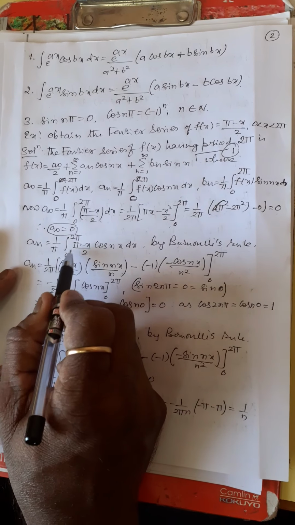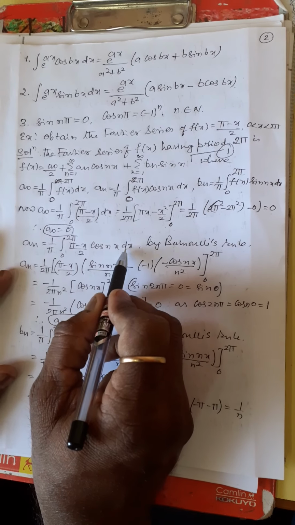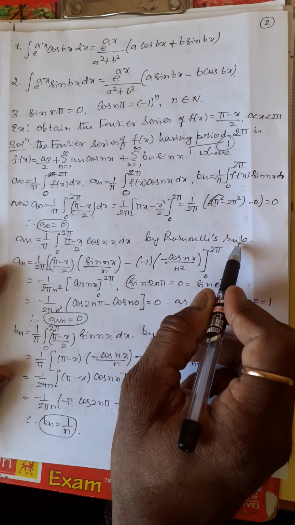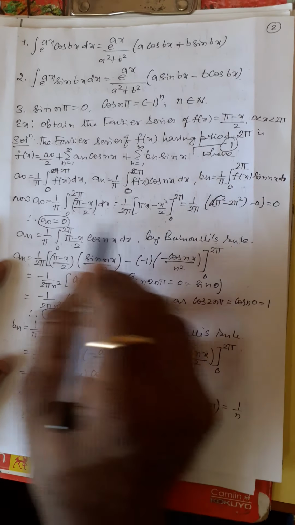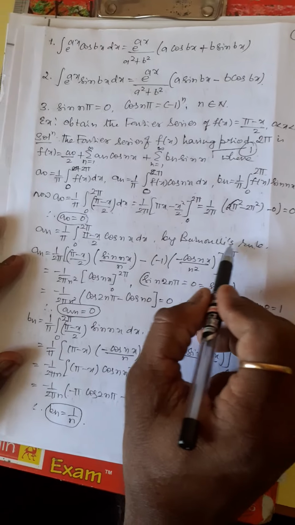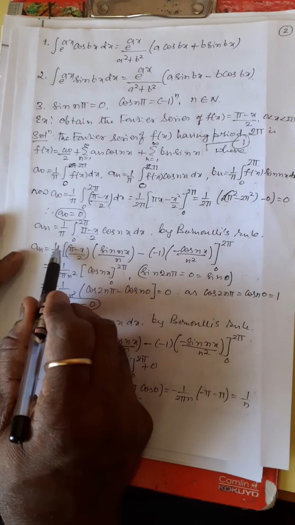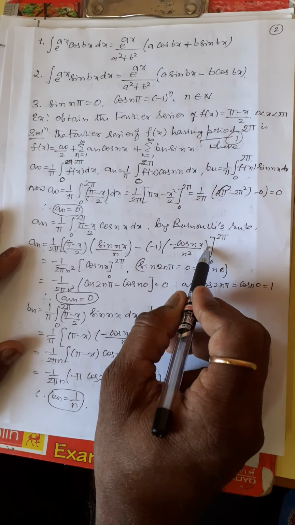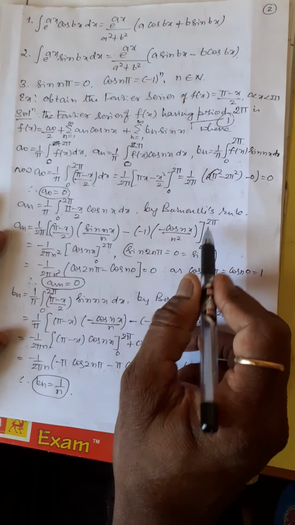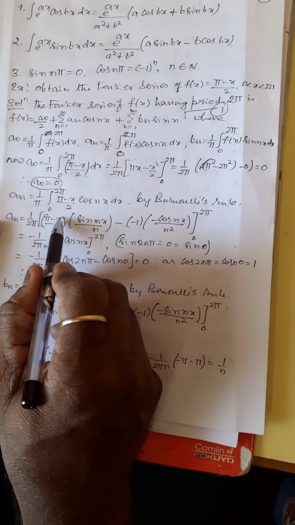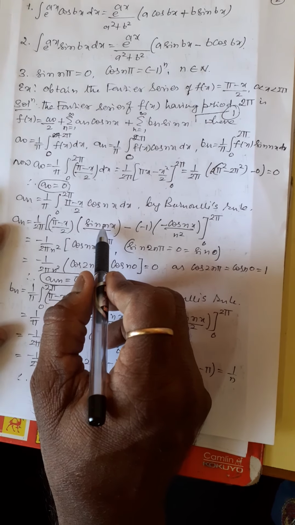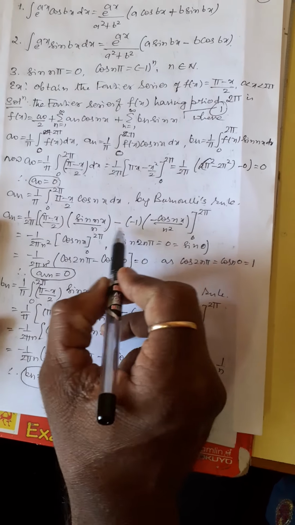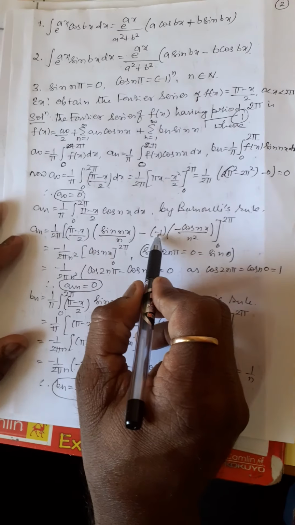Similarly, a n is 1 upon pi between 0 to 2 pi, pi minus x upon 2 into cos nx dx. Here it's a product of two terms. Let me consider the Bernoulli's form of the integration as we have shown in the previous page. Therefore a n is equal to, keeping 1 upon 2 pi outside, u into v1 minus u dash into v2 between 0 to 2 pi. What is u here? Pi minus x upon 2. What is v1? v1 is integration of cos nx, that is sin nx upon n. Therefore, u into v1 minus u dash into v2.